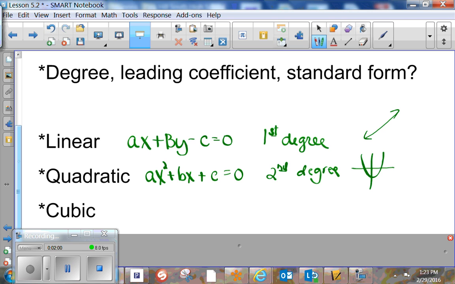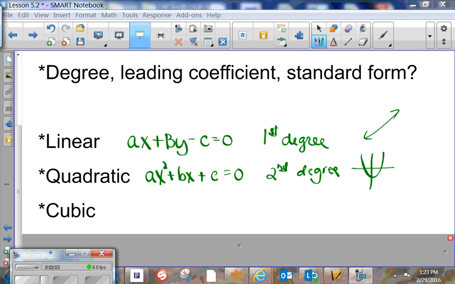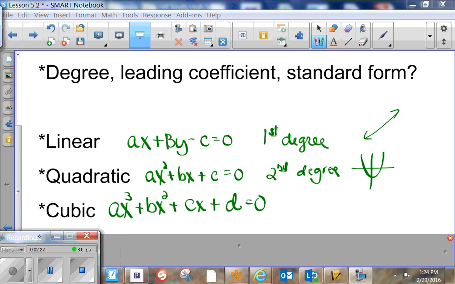Then your cubics, what is our degree of a cubic? If we have a bunch of cubics, you see them. This would be an ax cubed plus bx squared plus cx plus d equals 0. Sometimes you can, not always, but sometimes you can, yes. Because we've done that. We've had 4 terms. We've had cubics, and we've done that.